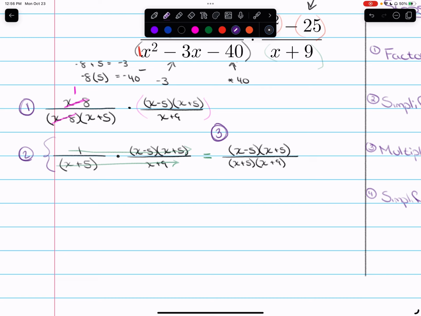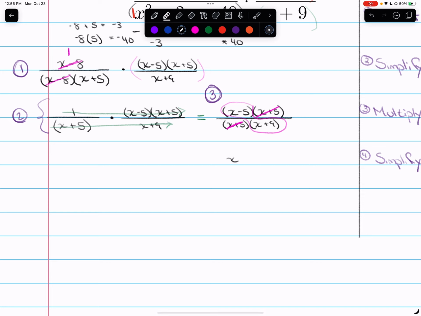Okay. The last step of this problem is we are going to simplify one more time to see if there's anything we can cancel out, and there is. We have an x plus 5 in the denominator and an x plus 5 in the numerator, so those cancel out. So we're kind of left with this guy right here, all right? That ends up being just x minus 5 over x plus 9. That's our ending answer. That is our step 4 when we cancel that again.